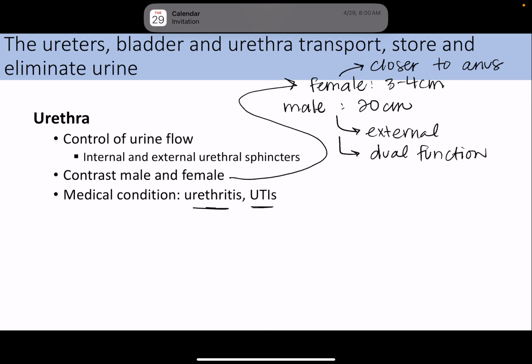So, urethritis is just inflammation of the urethra. UTI is a urinary tract infection. And make sure you know females are more prone, like we said, because their urethra is internal and it's closer to the anus than the males.